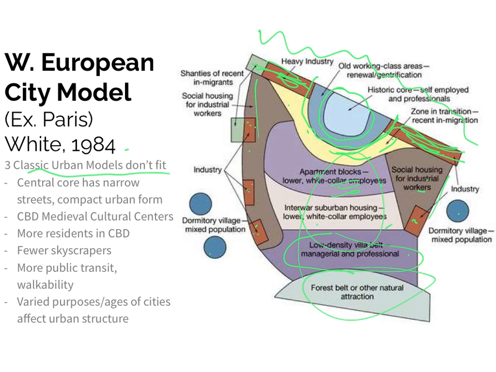But one thing you'll notice is that the central core, especially this historic core, has narrow streets. It's very compact. The central business districts were also medieval cultural centers. So there's more residents in the central business district. There's fewer skyscrapers. It's not nearly as tall as what we would see in newer cities. There's a lot more public transit and more walkability, because there just isn't room for the cars because those streets are narrow in those original medieval central business districts. And there's varied purposes and ages of cities that affect those urban structures.